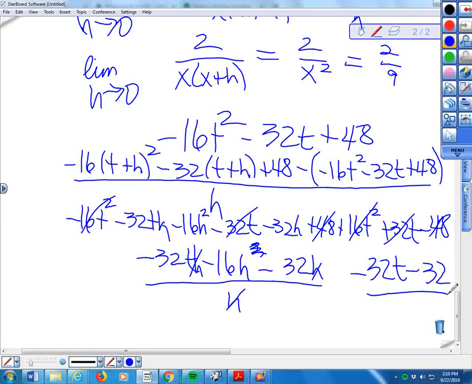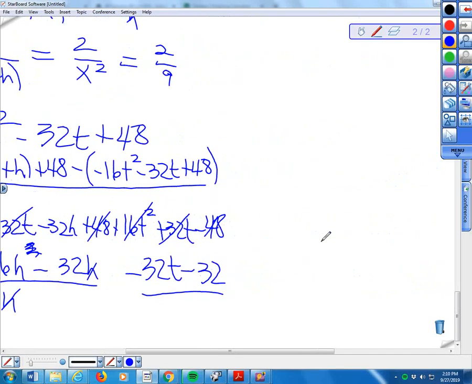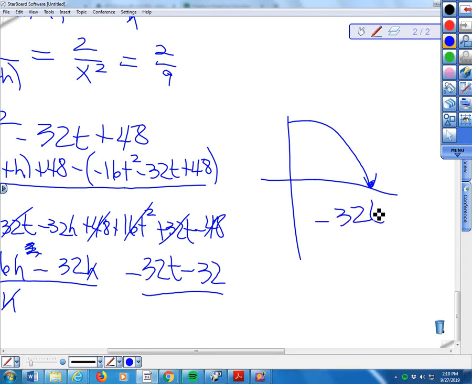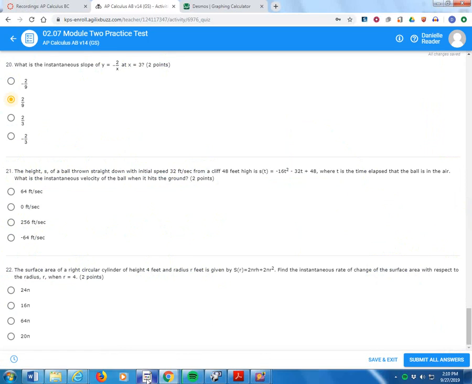That's the instantaneous slope. And it wants to know this when it hits the ground. So just imagine this parabola. I don't know exactly what the parabola shape is, but I do know it's going to be going down because it's negative leading coefficient. At this point, it hits the ground. So I'm going to set -32t minus 32 equal to 0. -32t equals 32. Is that right? So t is equal to -1. Is that a choice? No. Can't have a negative time.